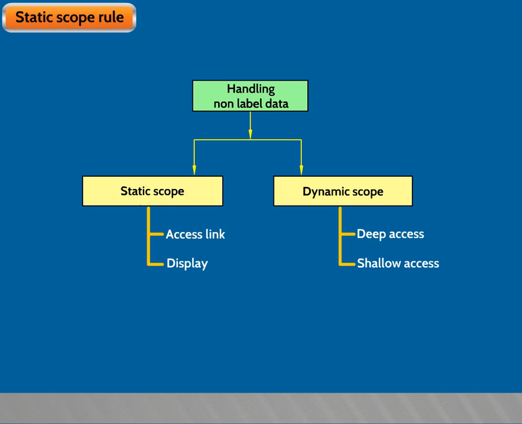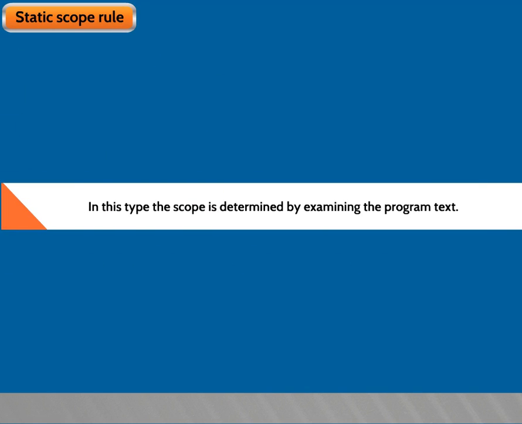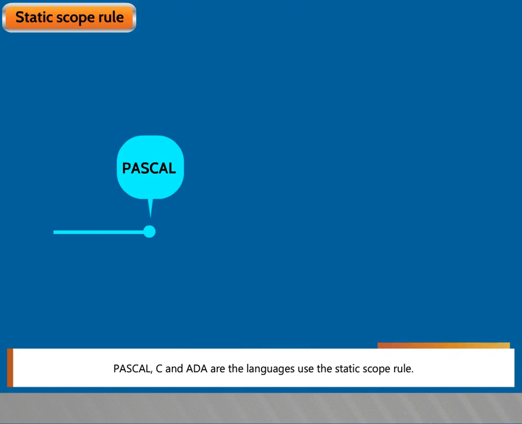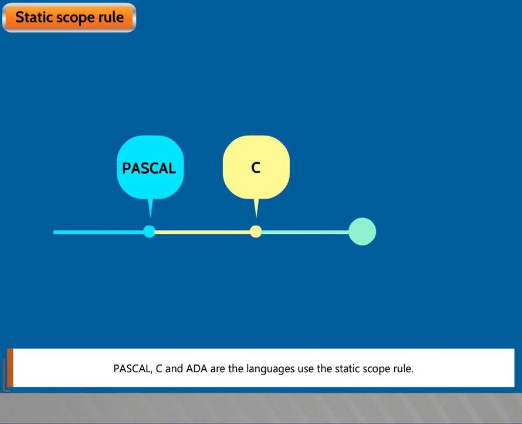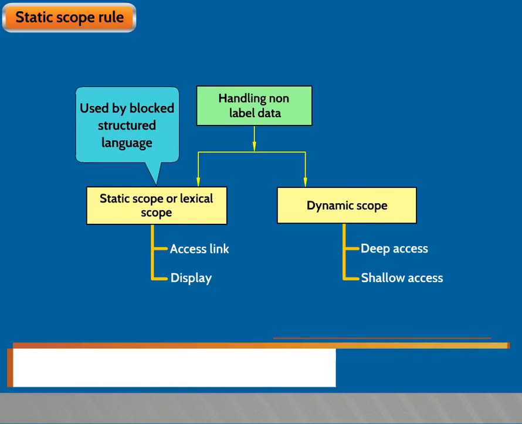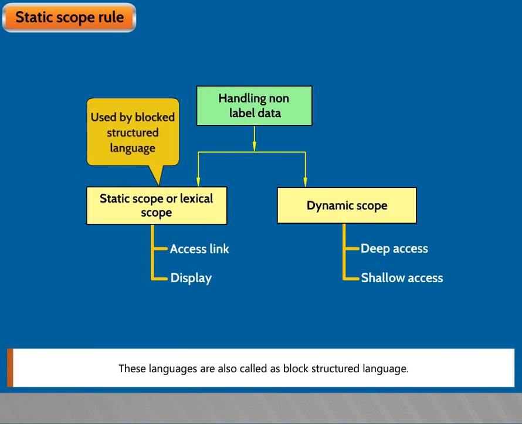Static scope rule. In this type, the scope is determined by examining the program text. Pascal, C, and Ada are the languages used for the static scope rule. These languages are also called block-structured languages.